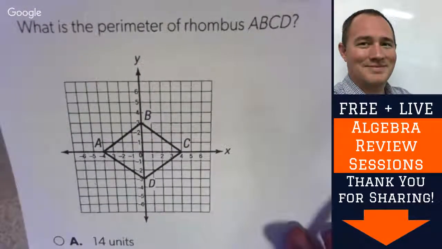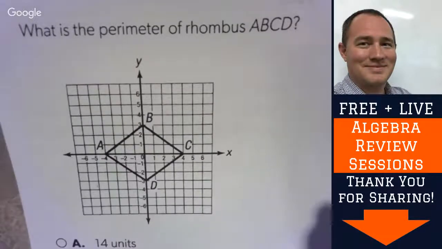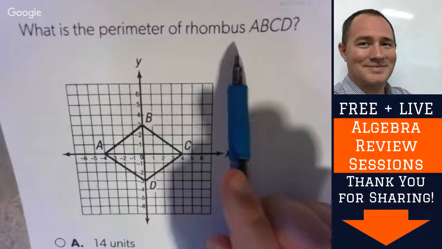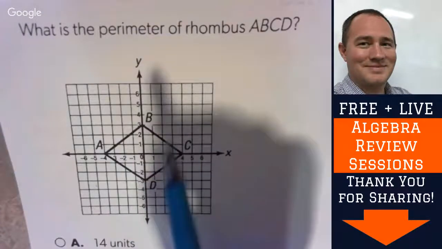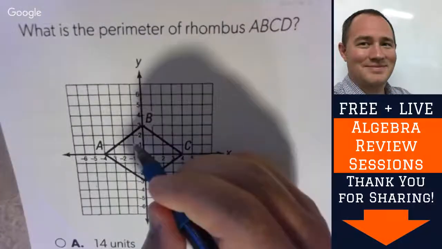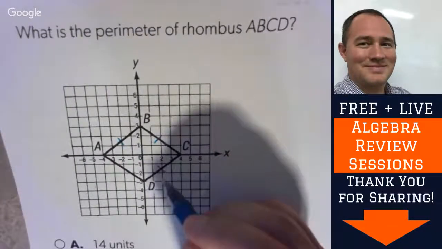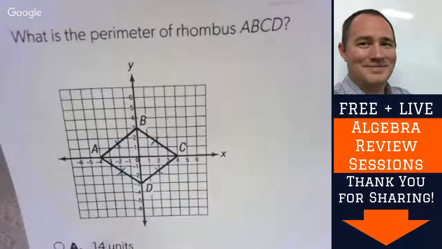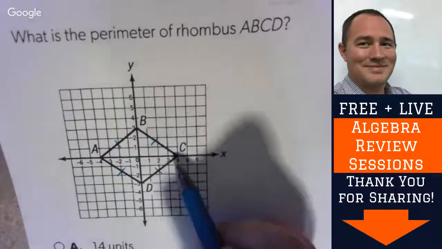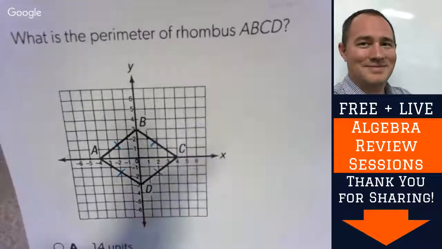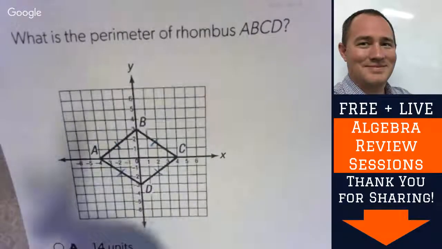So let's go ahead and get on with this example. What is the perimeter of a rhombus ABCD? One of the properties of a rhombus is that each of these sides is going to be the same measure. It's kind of like if you took a square and it got wet in the rain: the sides are still straight, but the box was made crooked.